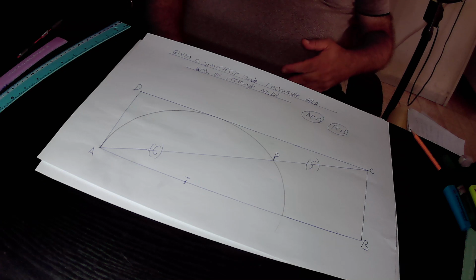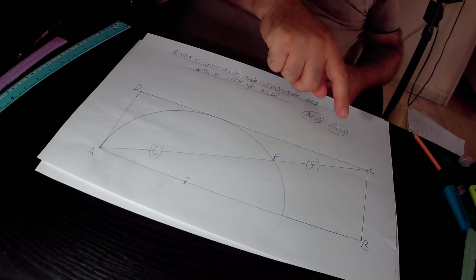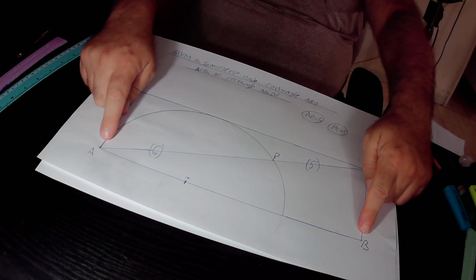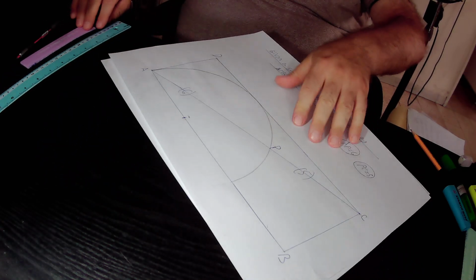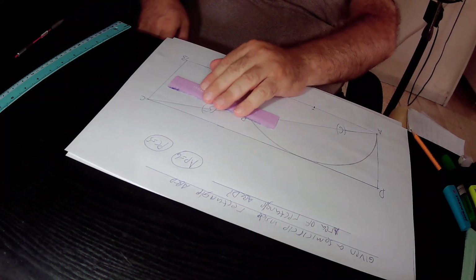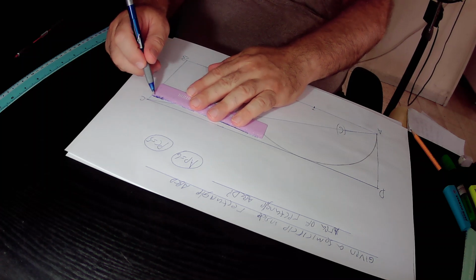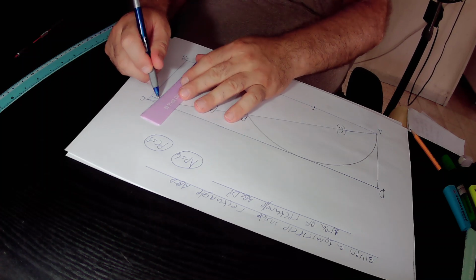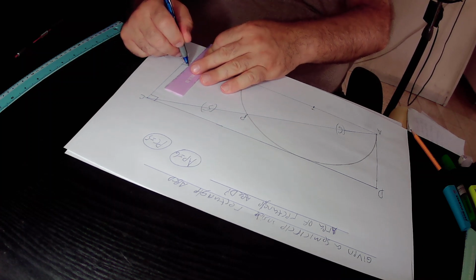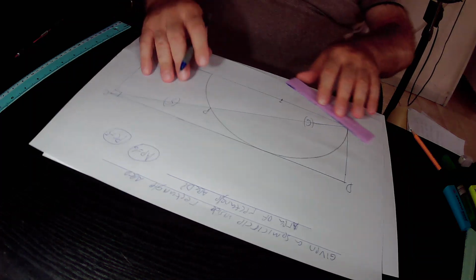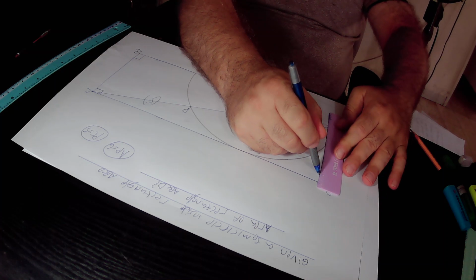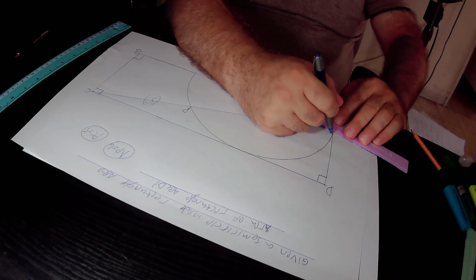So first of all, because ABCD is a rectangle, all four angles inside rectangle ABCD are right angles. This is a right angle. This is also a right angle. This is a right angle. And this is also a right angle.